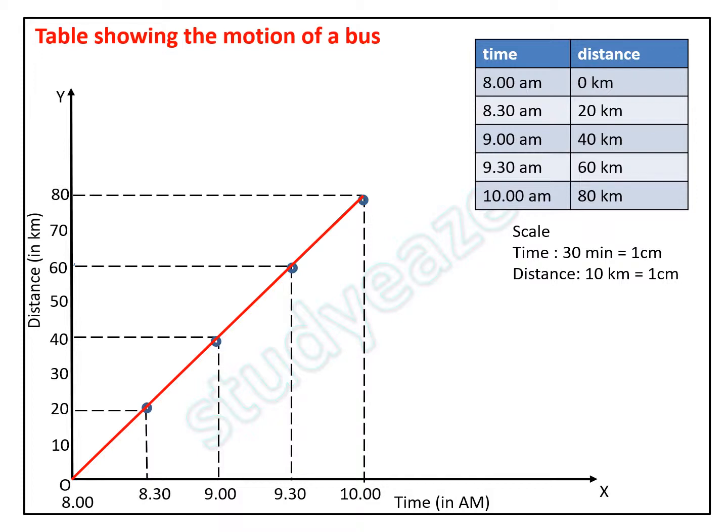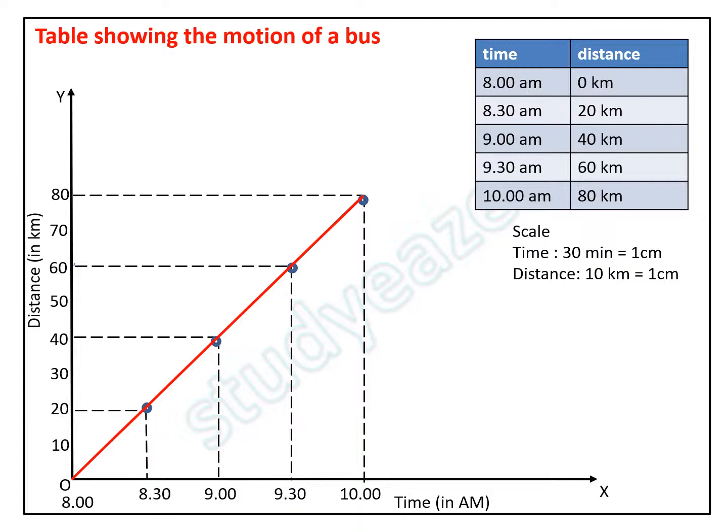If we decide to choose a scale 1 kilometer is equal to 1 centimeter like in the previous example, we shall have to draw an axis of length 80 centimeters, which is not possible. So here we will choose a different scale. For time, the scale is 30 minutes is equal to 1 centimeter, and for distance, the scale is 10 kilometers is equal to 1 centimeter. We will plot the points corresponding to each value on both the axes for time and distance covered.